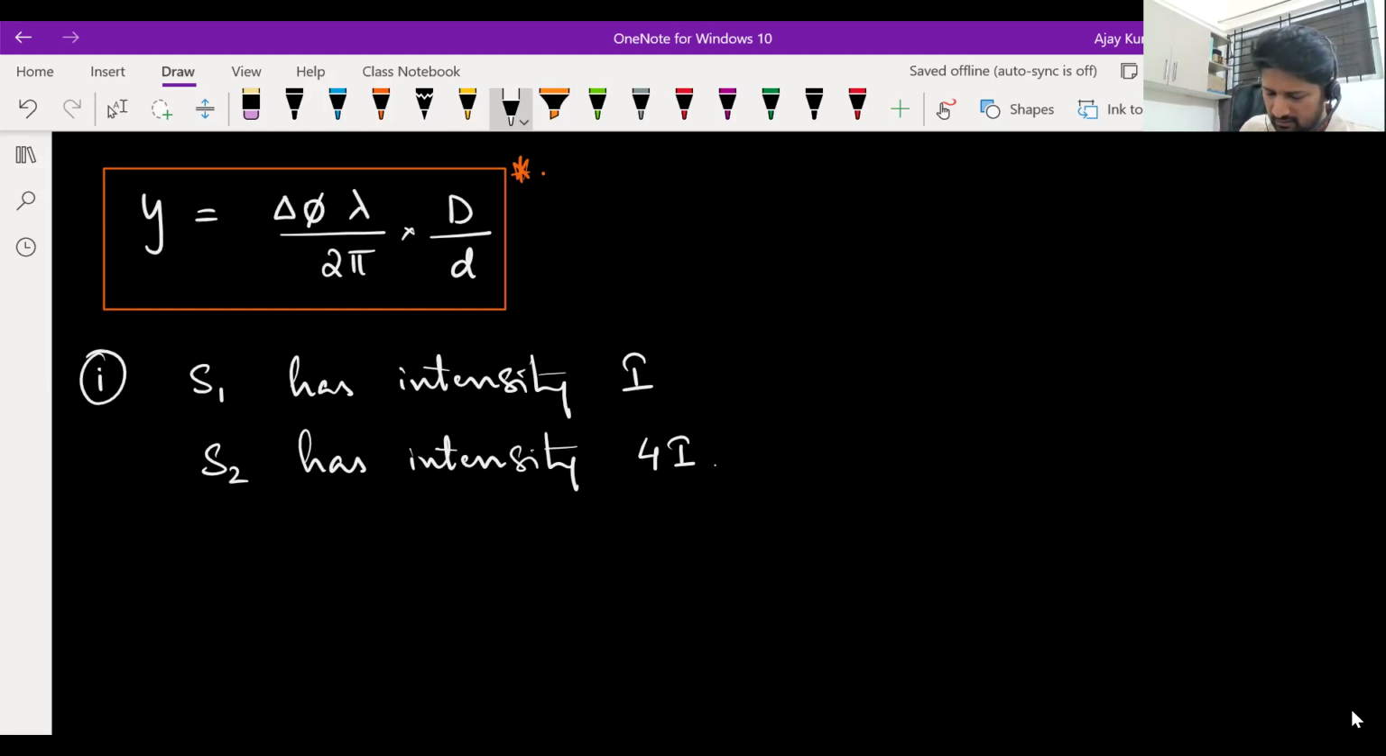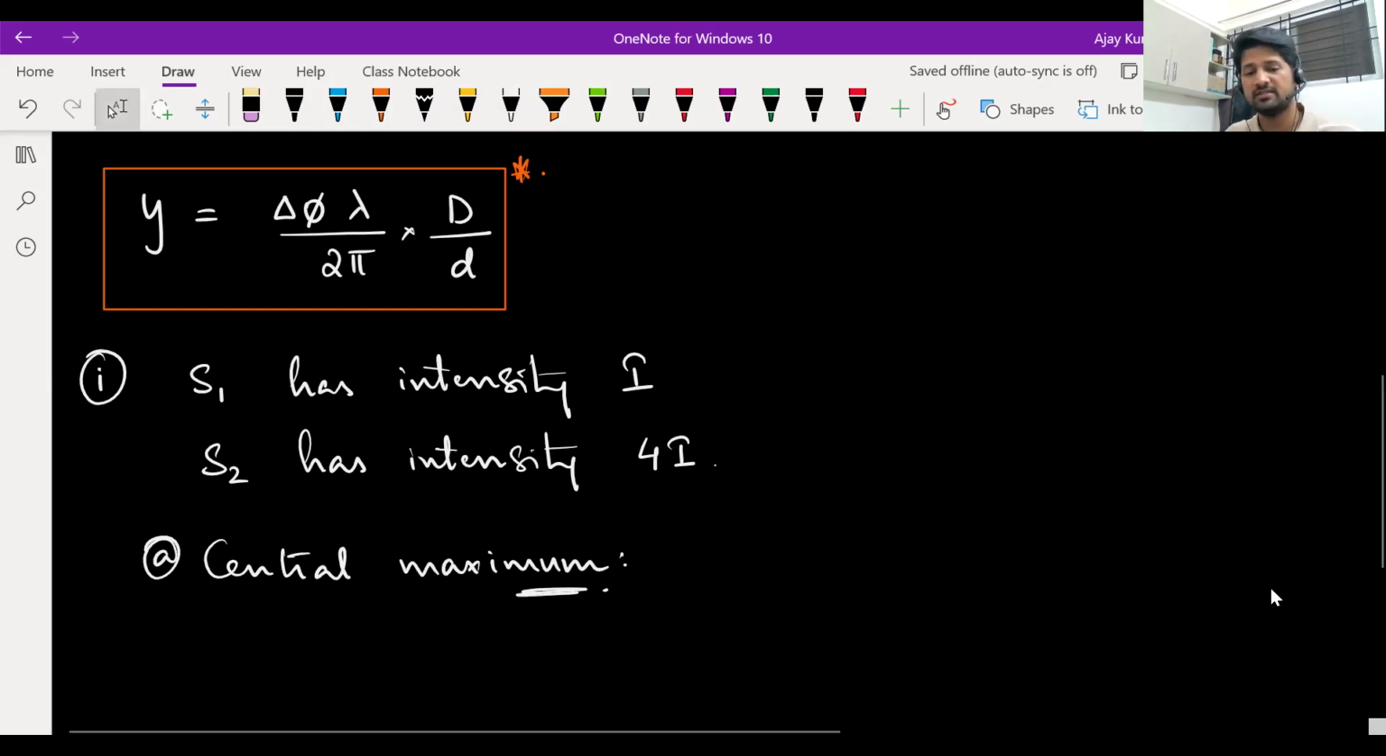Consider the central maximum. Rishi, can you tell me with what phase difference they interfere at central maximum? Central maximum is the point O. With what phase difference do they interfere at the point O?